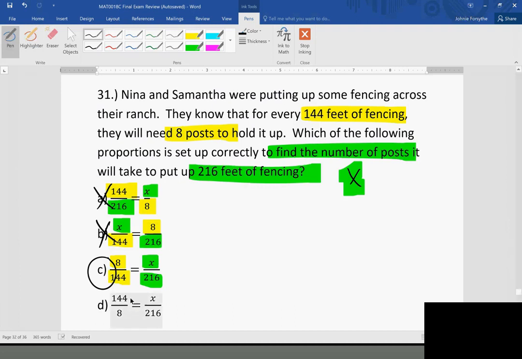So even though this is 144 over 8, which is going to be yellow over yellow, it's equal to x over 216. So basically, this is going to be posts over feet. This last one is not posts over feet. The first one is feet over posts, and the second one is posts over feet. So that's why that one's not going to work. So the answer here will be C. Okay? So you want to make sure your proportion units line up across each ratio.